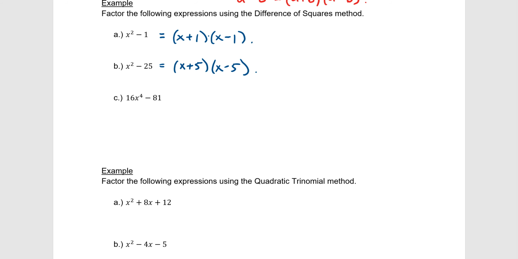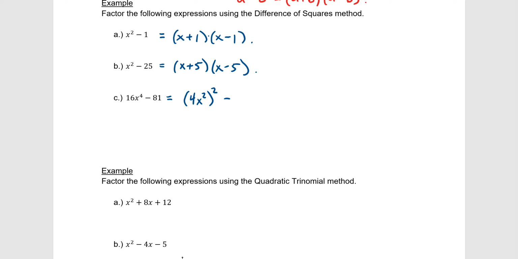And then for the next one, it's a little bit harder. 16x to the 4th minus 81. You should recognize that this one's harder because we have a constant of 16 here, and this is to the 4th power, and it's not squared. We can rewrite that whole first term as 4x squared, all squared, because 4 squared is 16, and x squared squared is x to the 4th. So all we did is rewrite it.